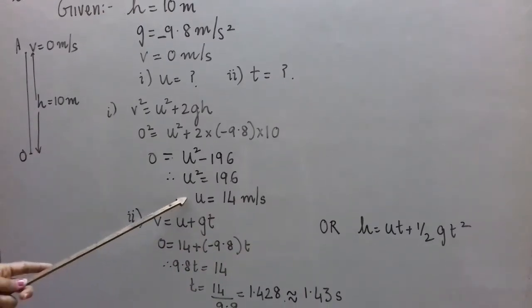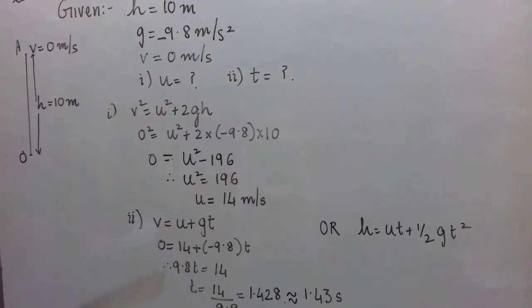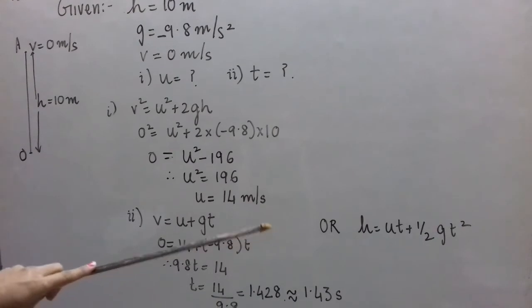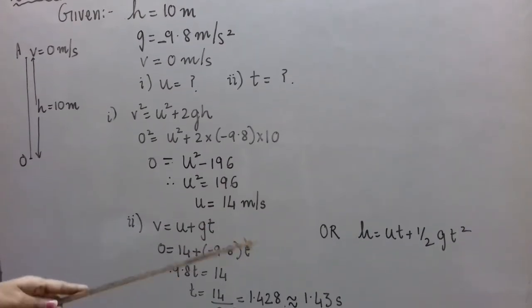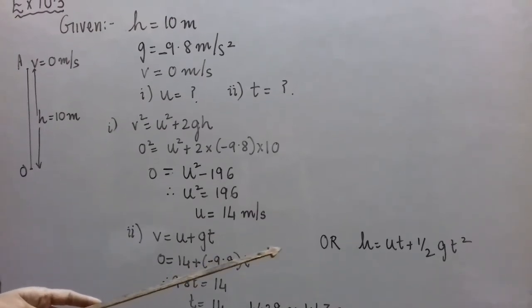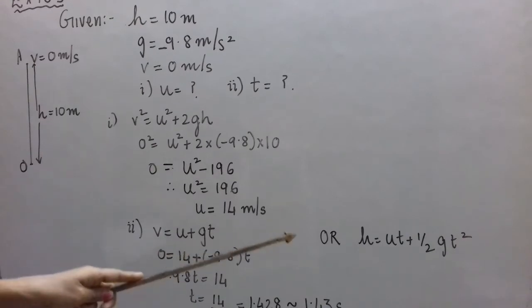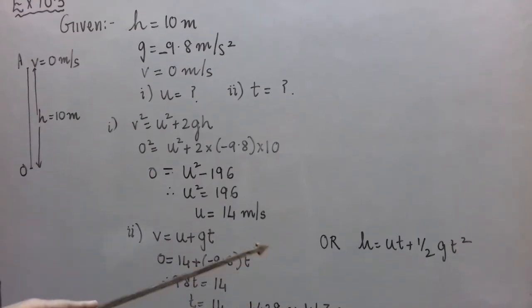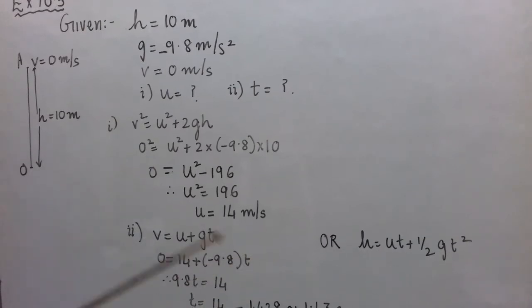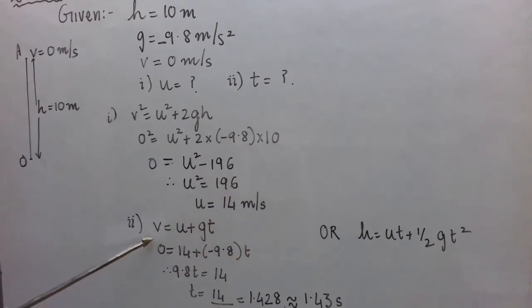Because now you have U, so you can use any of the two equations to find t. But the second equation I will not prefer here, because the second equation we usually prefer when U is 0. Because then the calculations become simpler. But in this case U is not 0. So if we start with the second equation of motion, the calculation simplification will become a bit difficult. So better we use the first equation of motion. Whenever U is not 0, we will prefer this.